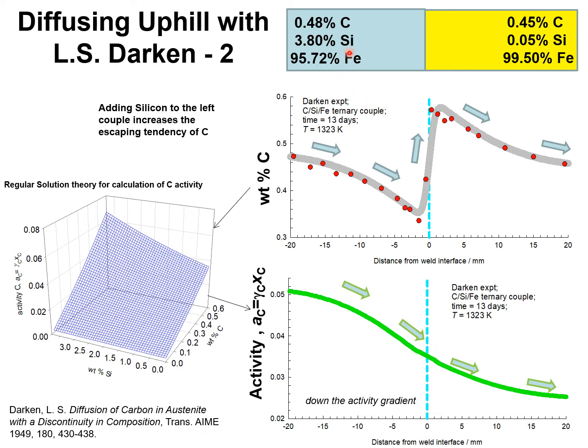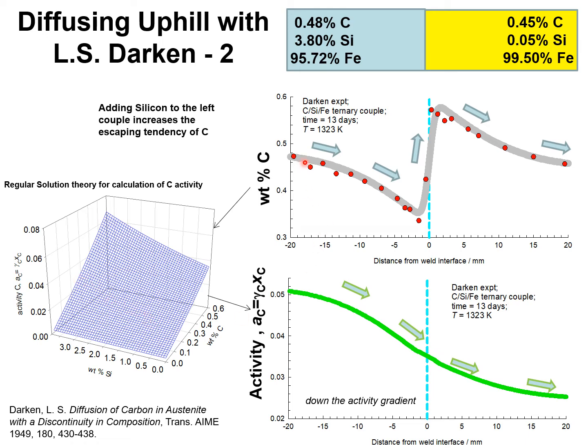The addition of silicon to the left compartment or the left bar increases the escaping tendency of carbon and therefore influences the activity. The activity of carbon in the mixture of carbon, silicon, and iron is a function of both the weight percent silicon and the weight percent carbon. For a given weight percent carbon, the addition of silicon increases the activity of carbon.